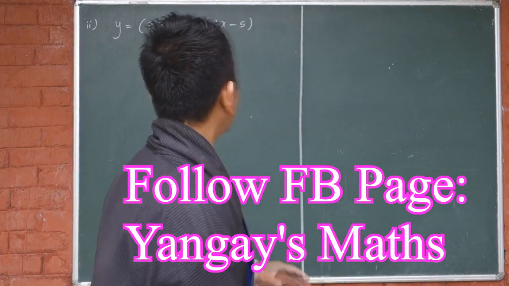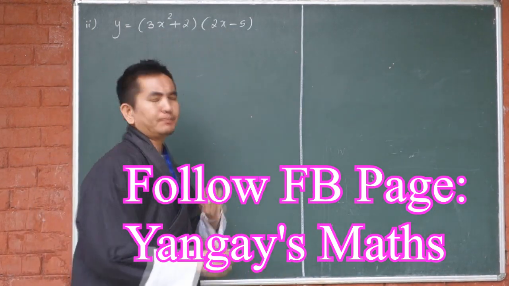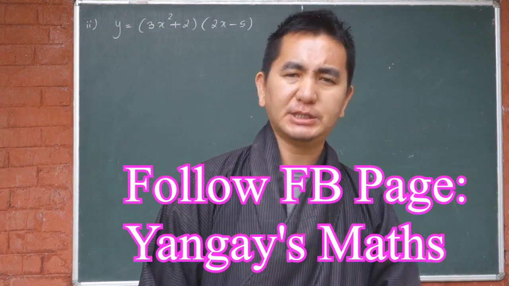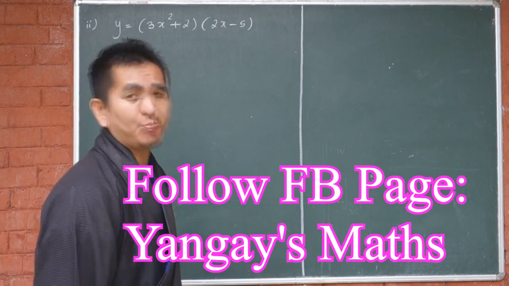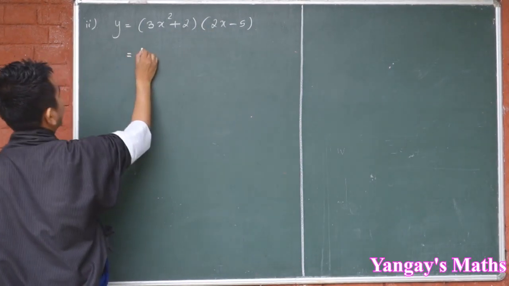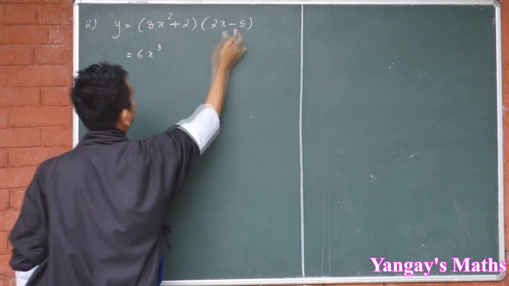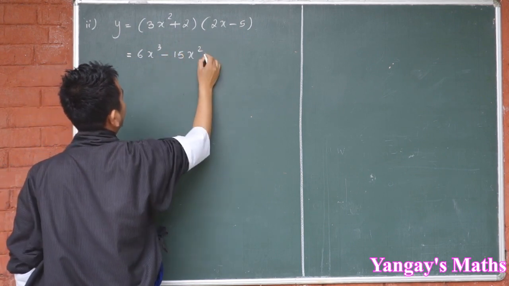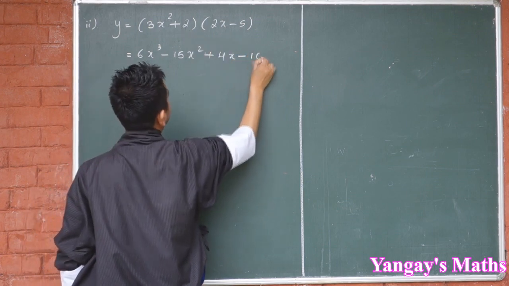Okay, so let's continue with question number 1, Roman number 2. Now this question, if you want to solve, you can use the product rule, which I will teach you later. But in this case, let me do it without using the product rule. That is, first please open the bracket. We have 6x cubed. Multiply this one here, and then multiply with this becomes negative 15x square. Multiply with this, we have plus 4x. Again multiply here, minus 10.